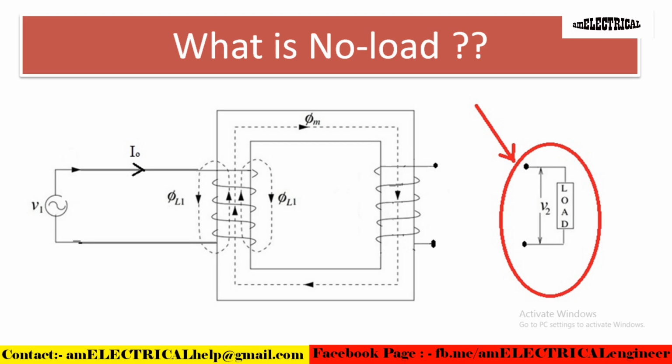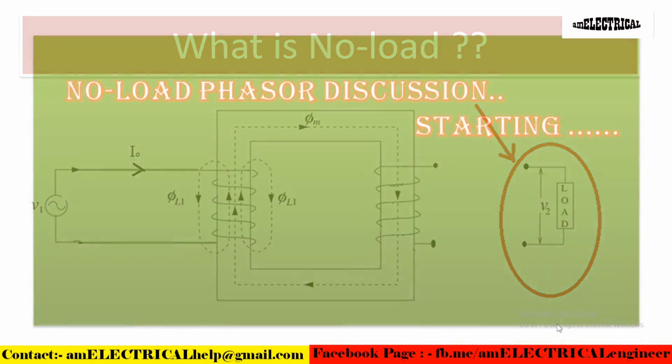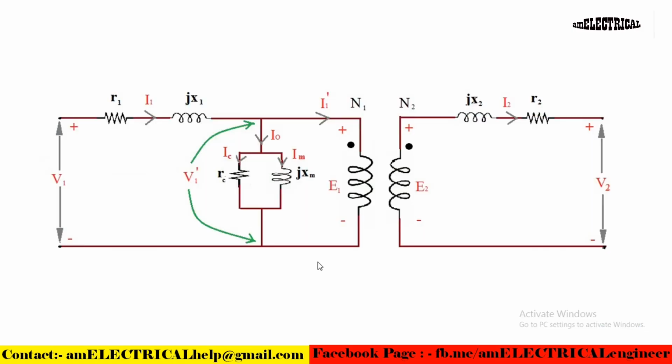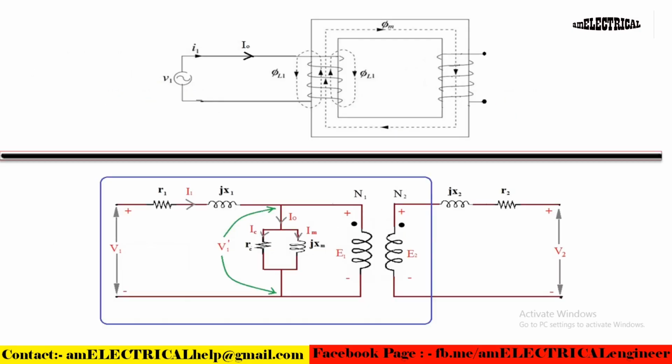First we will discuss the no load phasor diagram, then we will discuss the full load one by one. This diagram is basically part of the transformer equivalent circuit, which we will discuss in depth in the next video of this series. Here, when the load is not connected, there will be no secondary winding current. See, here is no I2, that is the secondary winding current.